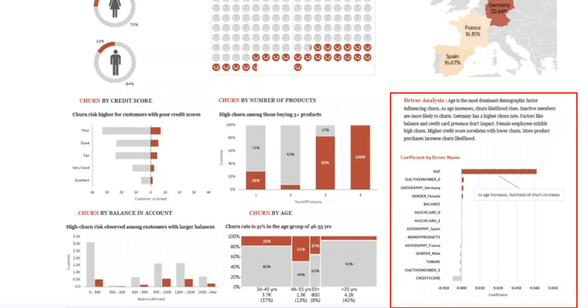Now let us look at the driver analysis. Here we are seeing the coefficients as an output of machine learning algorithm. Simply looking at the coefficients, we see that age is one of the dominant factors in determining churn for the company. There are other variables also, but not that impactful, such as customers being inactive, customers from Germany, customers being female.